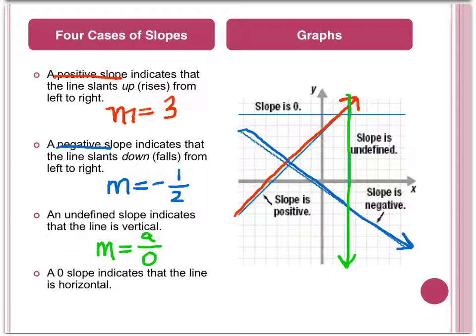And lastly, we have a slope of 0, and this is any horizontal line. If we were to solve for m, it would equal 0 divided by any number a.